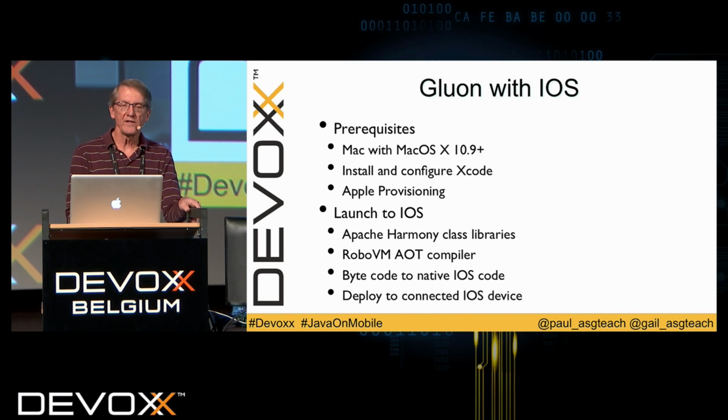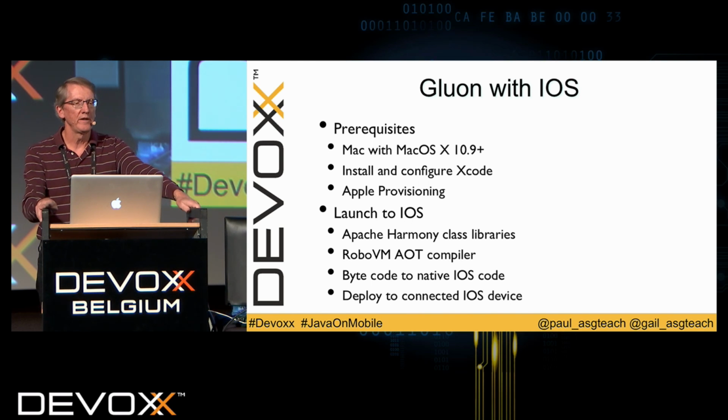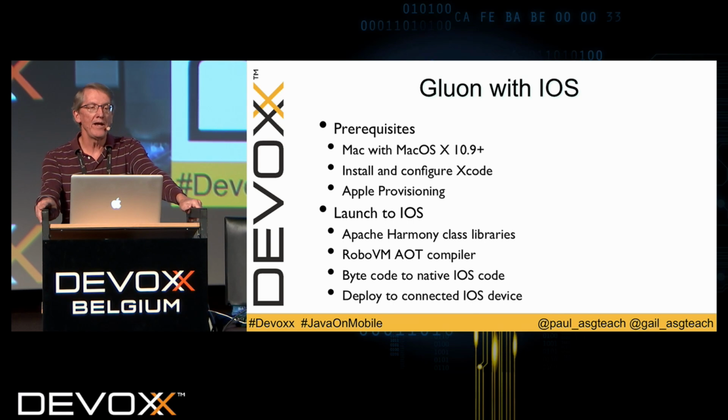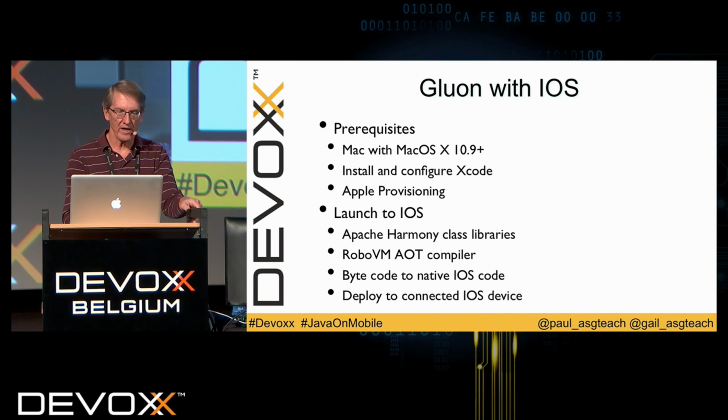All right, now what does Gluon do to make all of this work? When you launch to a connected iOS device, Gluon is using the Apache Harmony class libraries for Java support and the RoboVM AOT, ahead-of-time compiler, to turn the Java bytecodes into the native iOS code. And then the application is installed and launched on the connected iOS device. Okay, and we'll talk more about these technologies in a few minutes.